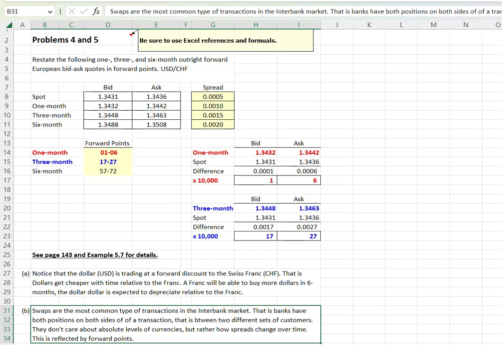And as we noted earlier, swaps are the most common type of transaction in the interbank market. That is, banks have both sides of the transaction. That is, they are holding the transaction between a set of different customers, and they don't really care about the absolute level of currencies, but rather how that bid-ask spread changes over time, which is why they usually deal in a shorthand notation referred to as forward points.